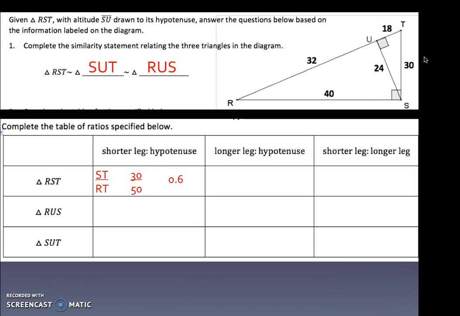If you do it for triangle RUS, you're going to have SU over RS, which is 24 over 40, which is again 0.6. And if you do that for triangle SUT, you're going to have UT over ST, which is 18 over 30, which is, again, 0.6. So what I want you to do right now is pause the video and try and figure out the longer leg to the hypotenuse and the shorter leg to the longer leg for all three of those triangles.